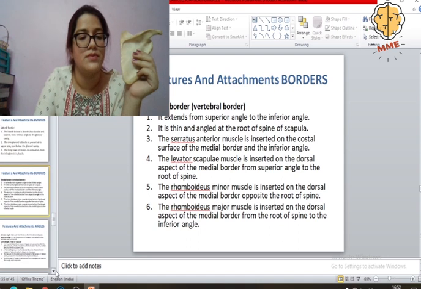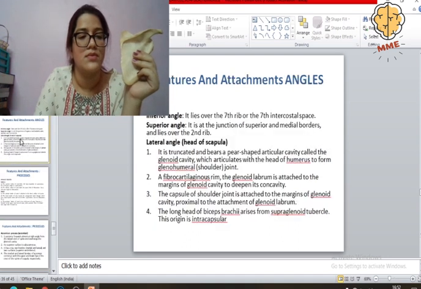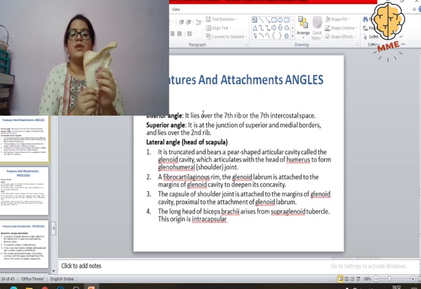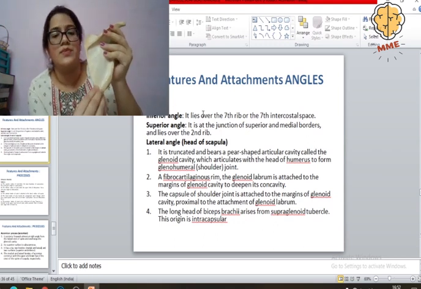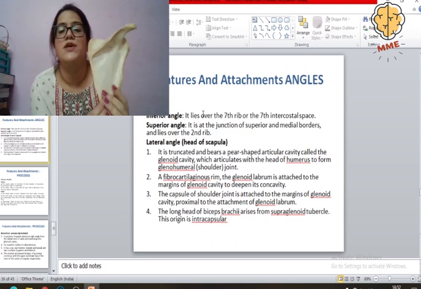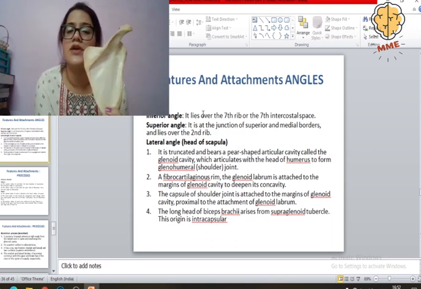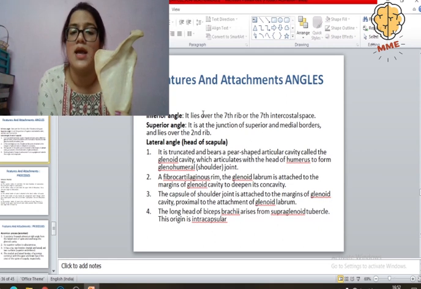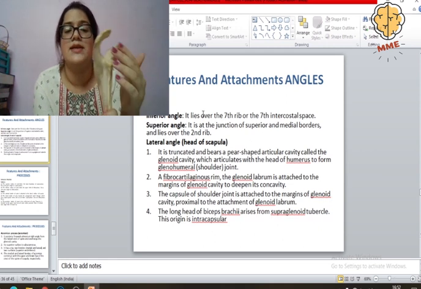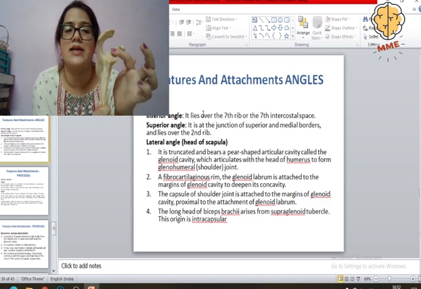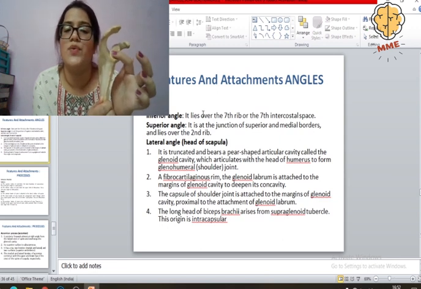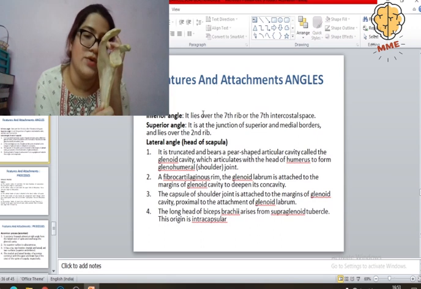Now, angles. Inferior angle lies opposite the 7th rib or in the 7th intercostal space. Superior angle is at the junction of superior and medial border and lies over the 2nd rib. Lateral angle is truncated and bears a pear-shaped articular cavity called the glenoid cavity, which, as I've already told you, articulates with the head of the humerus to form the glenohumeral joint.